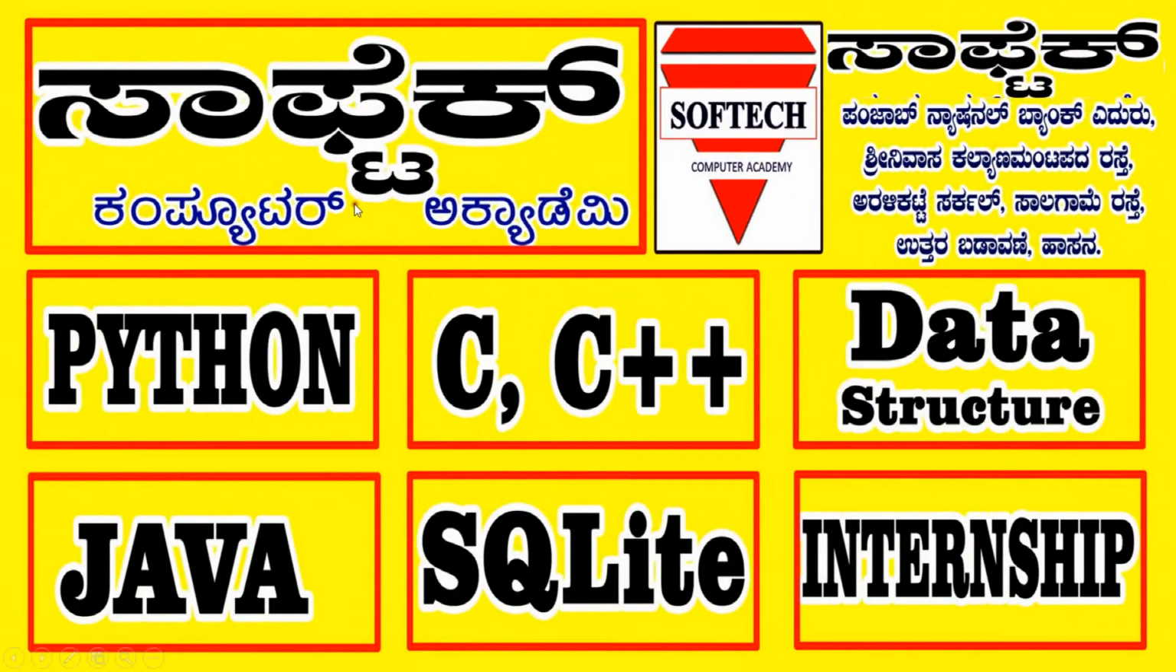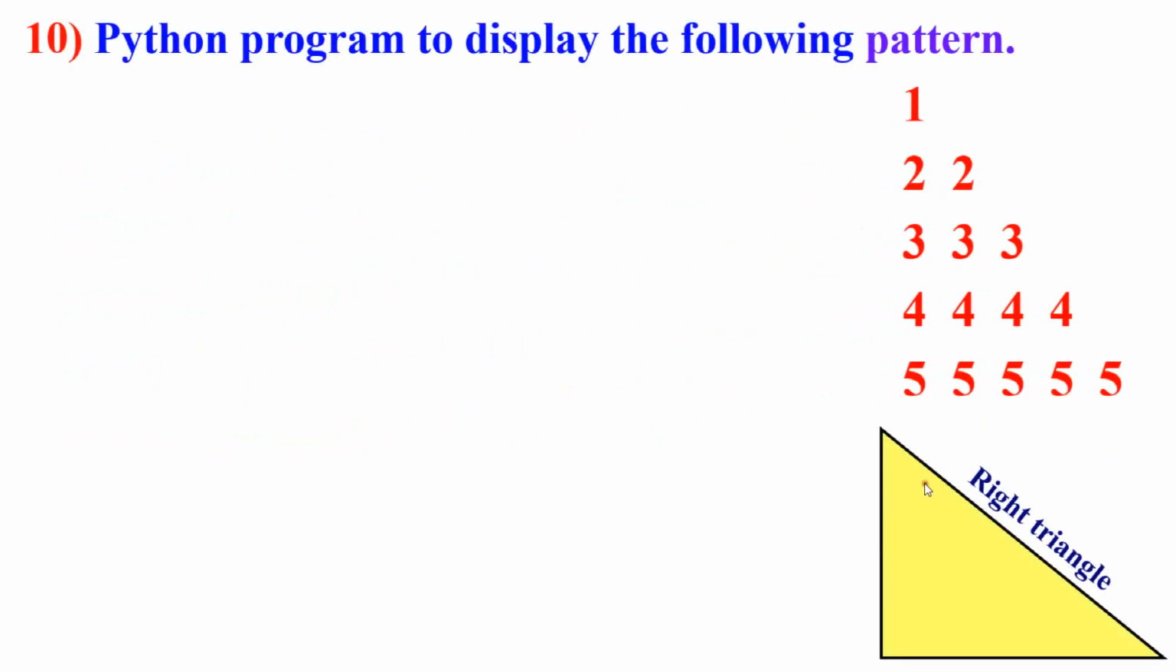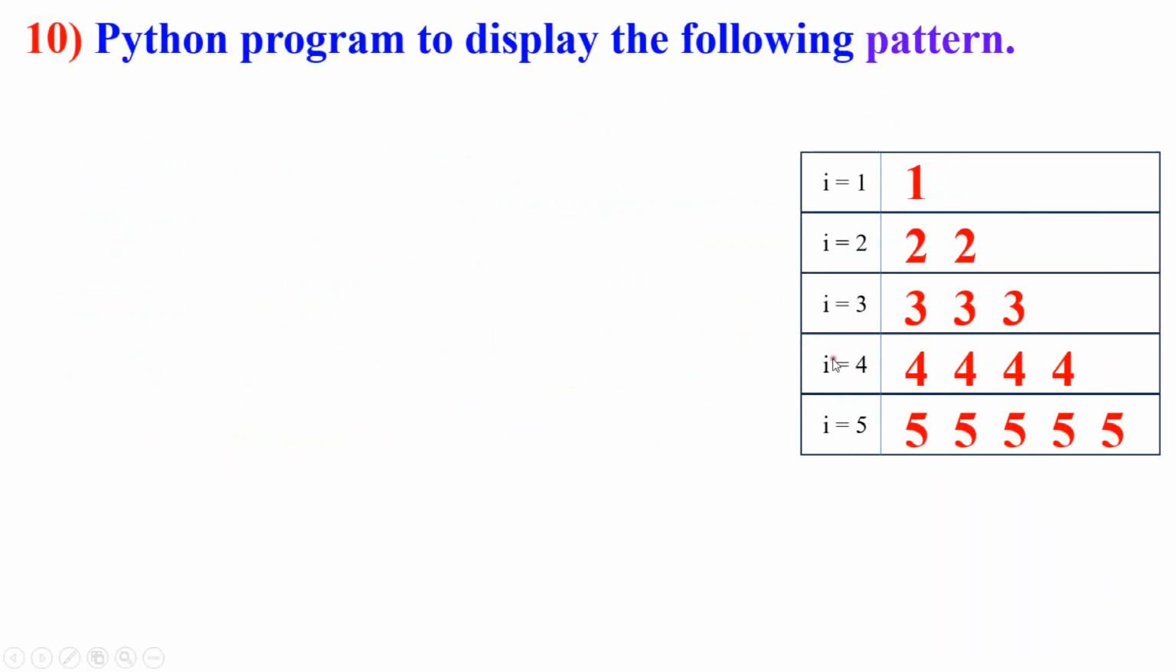Hello everyone. Now, let's see how to display these three patterns using a Python program. First, let's look at the first pattern. It is in the shape of a right-angled triangle. Here, the numbers are arranged in a pattern of rows and columns.